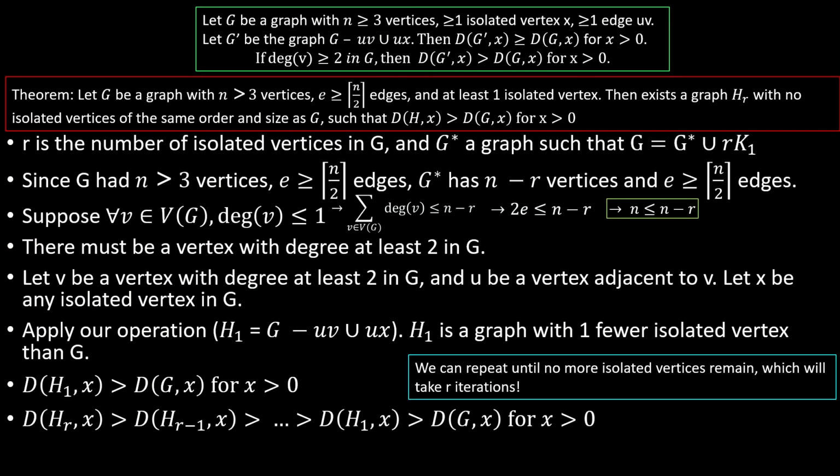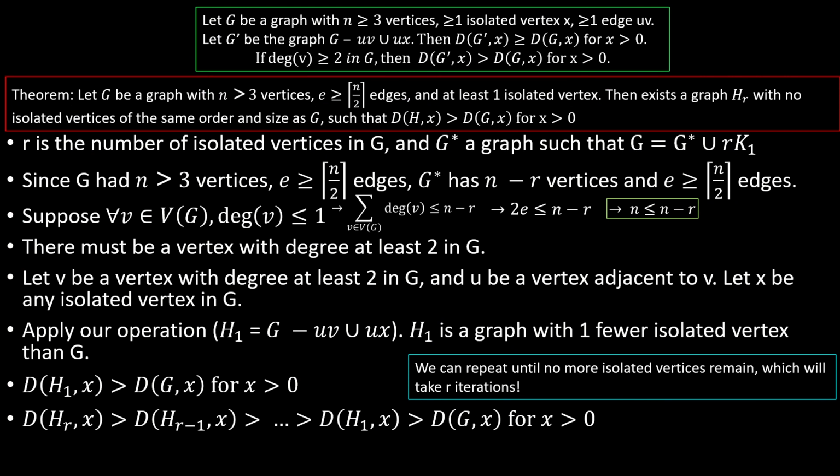The only limiting factor in how many times we can apply this operation is the number of isolated vertices, as after each application we get one fewer isolated vertex. When we finally run out of isolated vertices, after r iterations, what we're left with is a graph H sub r with no isolated vertices, and that is more optimal than the original graph G, and also more optimal than any of the intermediate graphs we created with our iterations.